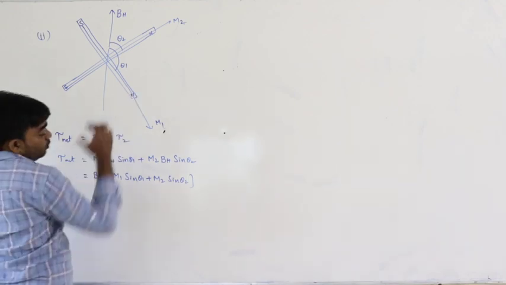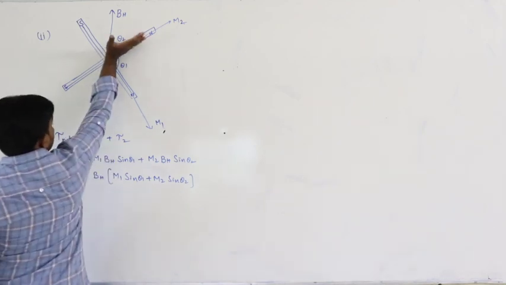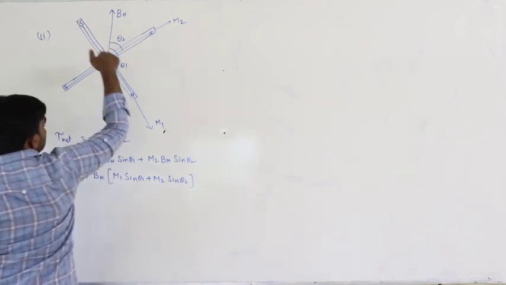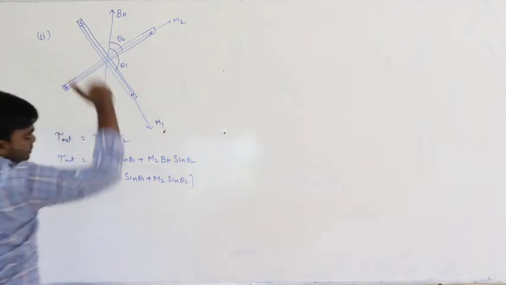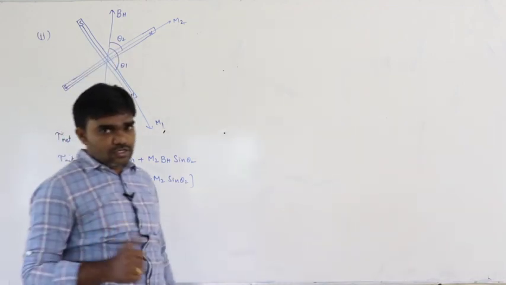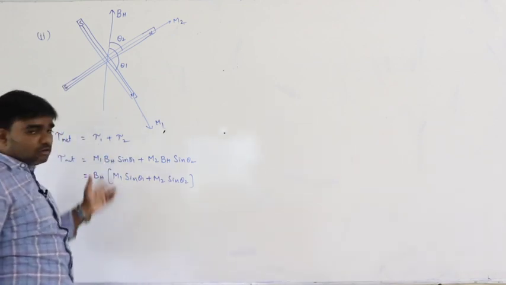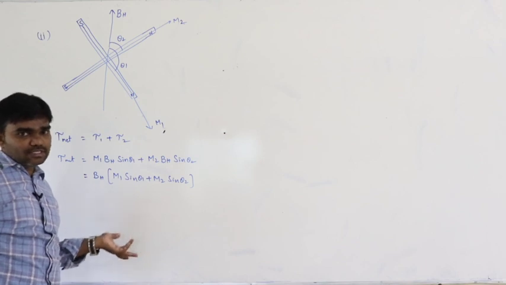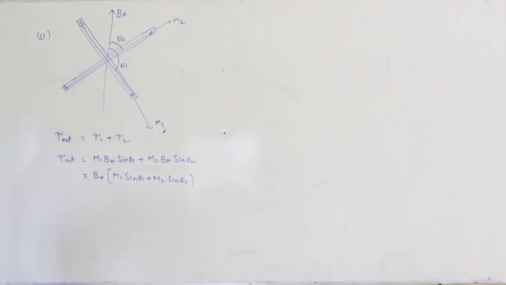According to the direction of the torque, by the right hand thumb rule, M bar cross B bar, what is the direction? Outwards. Here also, M bar cross B bar is outwards. Both the torques must be in the outwards direction. So, net torque is equal to tau 1 plus tau 2. The torque formula is MBH sin theta or MB sin theta, but here the magnetic field is BH.